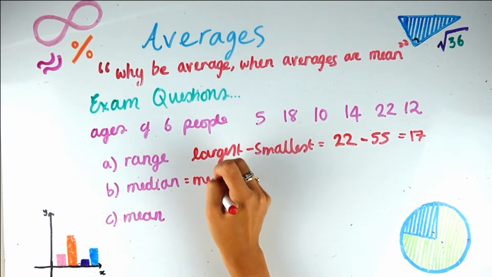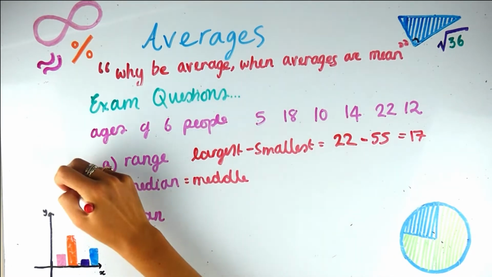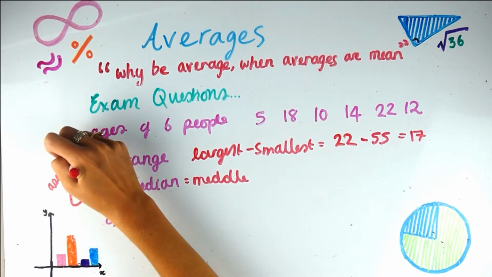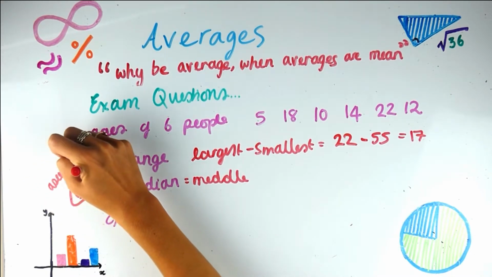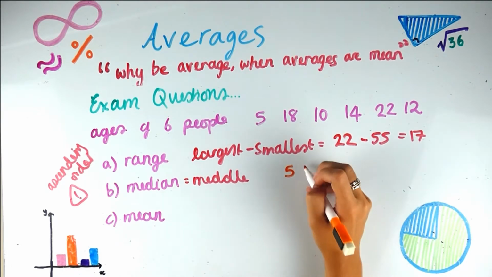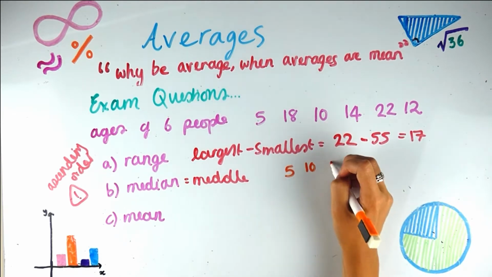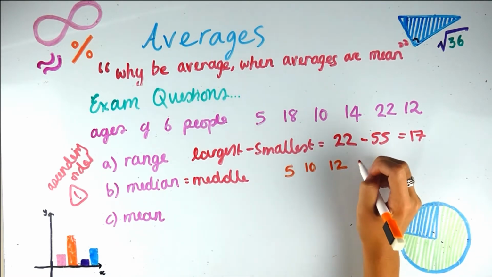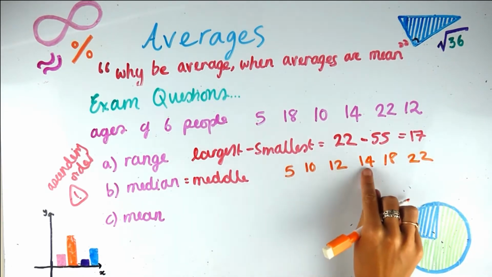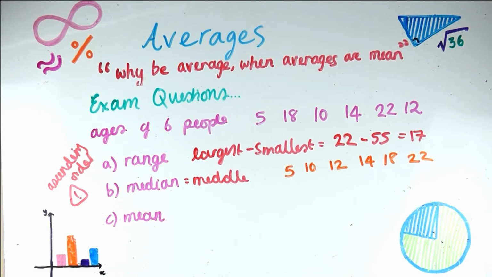The median is the middle. And again, warning sign, ascending order. You can't just pick the middle in the random list they've given you. So let's put these into ascending order. So we've got minus 5, 10, 12, 14, 18, 22. Okay, I've got them. Let's find the middle value.